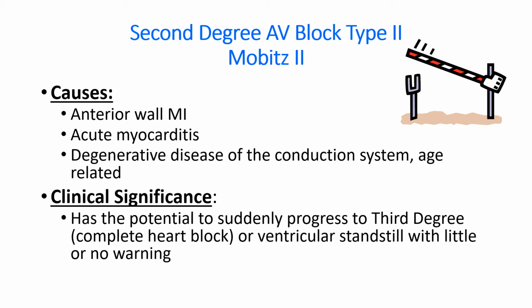Second degree type 2 is considered life-threatening because it has the potential for worsening of the block, where it could go into complete heart block, or it could go into what we call ventricular standstill with little or no warning, where you'll have just a rhythm of P waves and there'll be no QRSs. So as more QRSs are being blocked, it's an indication that you potentially could be going into ventricular standstill. So second degree Mobitz 2 is a life-threatening rhythm.